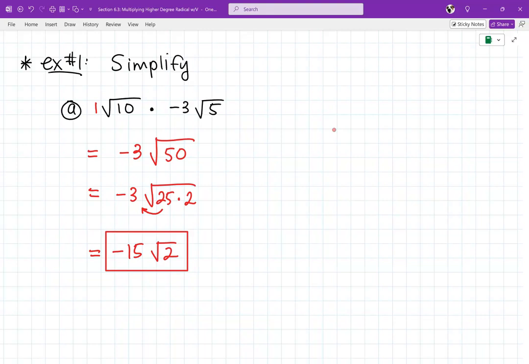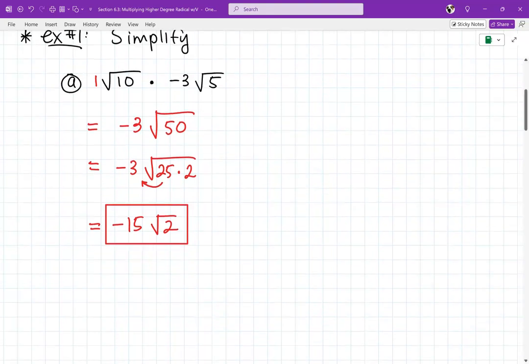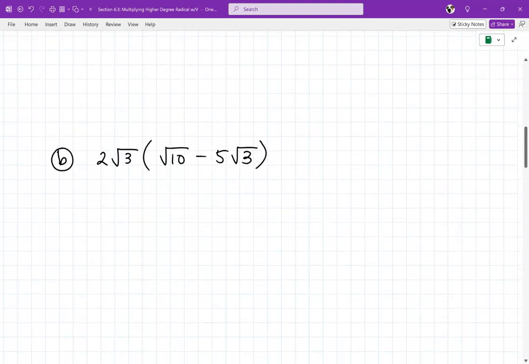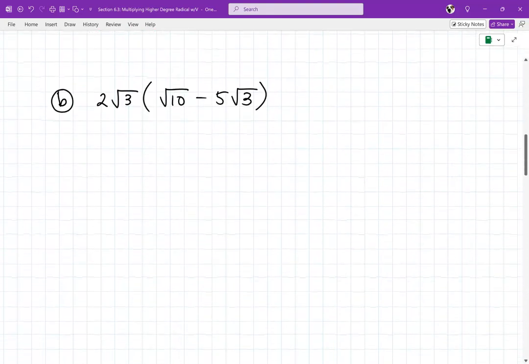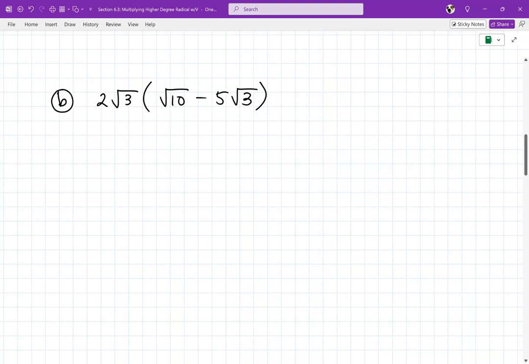If they're square roots, you could have typed on your calculator square root of 10 times -3 square root of 5, hit enter, and it would have given you -15 radical 2. It can do these. Once the letters come in, it can't do those. Or if we're dealing with cubics, it can't. Your calculator can do this one, you just have to type it in: 2 radical 3, parenthesis, radical 10 minus 5 radical 3, end parenthesis, hit equals. It's going to give you the correct answer.